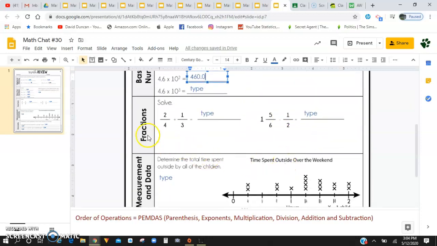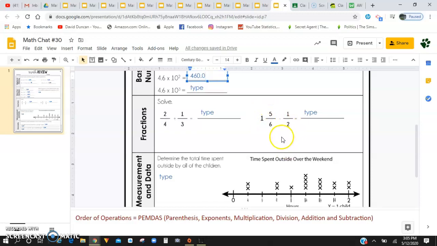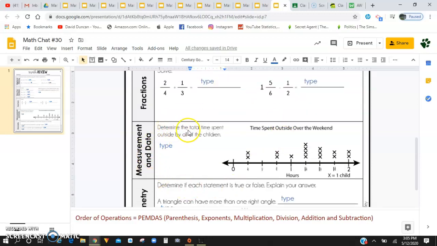Down here for fractions, you are going to be adding and subtracting fractions and mixed numbers with unlike denominators. We've done a lot of review on that. We're going to do butterfly method. And for this one, you're going to convert this mixed number to an improper fraction first, then butterfly it out. Down here for measurement and data, it says determine the total time spent outside by all children. So this is the number of hours spent outside by kids. So let's say 2 kids spent a quarter hour outside. 2 quarter hours is the same as 1/2 hour. So basically you're going to need to add up all of these values that are represented on this scatter plot.